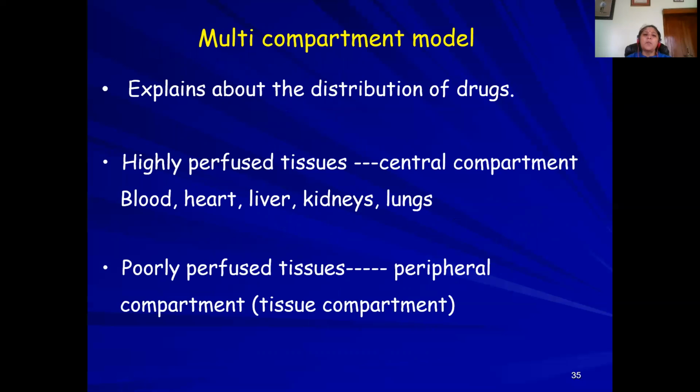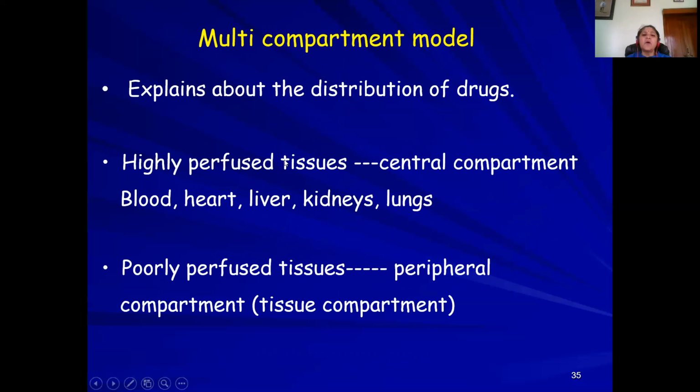Now, multi-compartment models explain the distribution of drugs, which was not taken care of in the one compartment model. The one compartment model explains elimination, so there is no question of distribution there. It gives you parameters about absorption and about elimination. Whereas if you want to know about the distribution of drugs, we need to go for multi-compartment models.